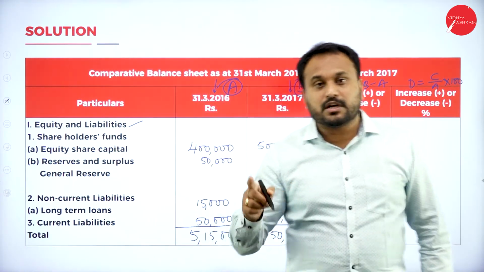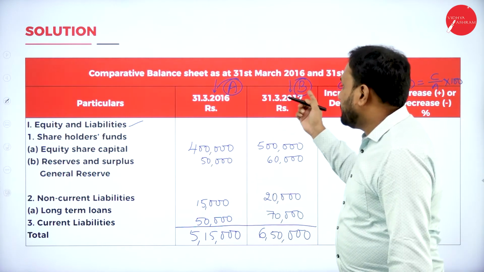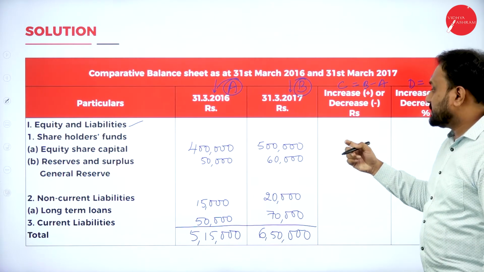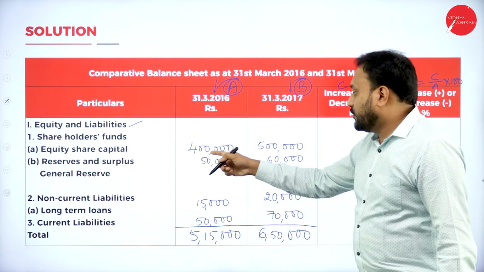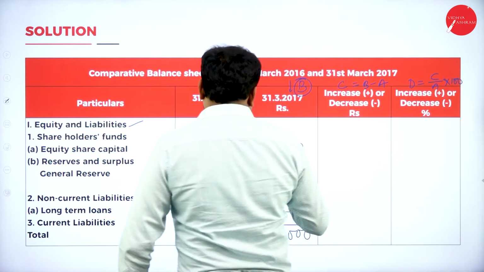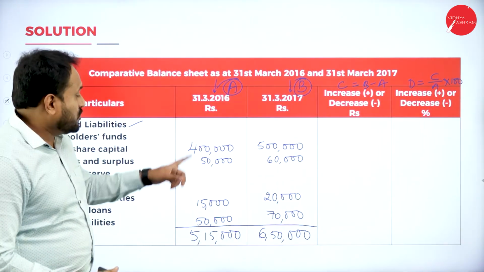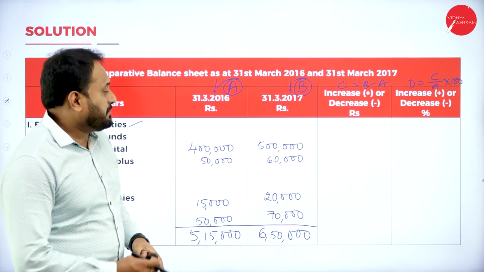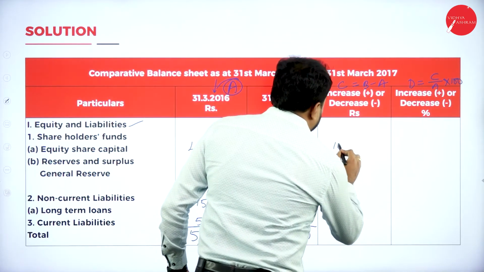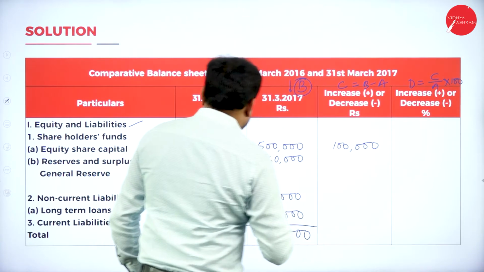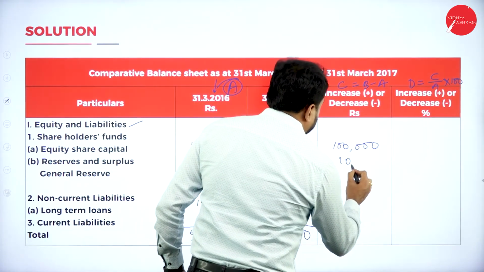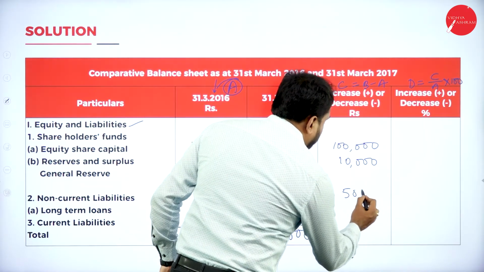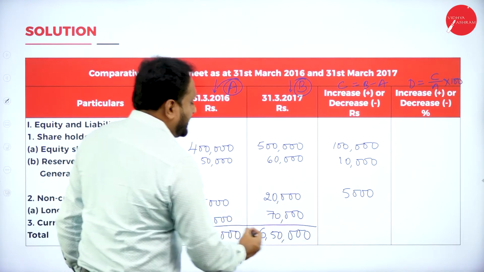Now I need to go with the comparative. Now I need to compare B and A. Here it is 5 lakh, here it is 4 lakh. What exactly are we supposed to do with this? That is C is equal to what? B minus A. Never go with A minus B. Always go with B minus A. So 5 lakh minus 4 lakh is how much? 1 lakh. I'll write here 1 lakh. Next, 60 minus 50 is 10,000. Done. 20 minus 15 is 5,000. Done. 70 minus 50 is 20,000.